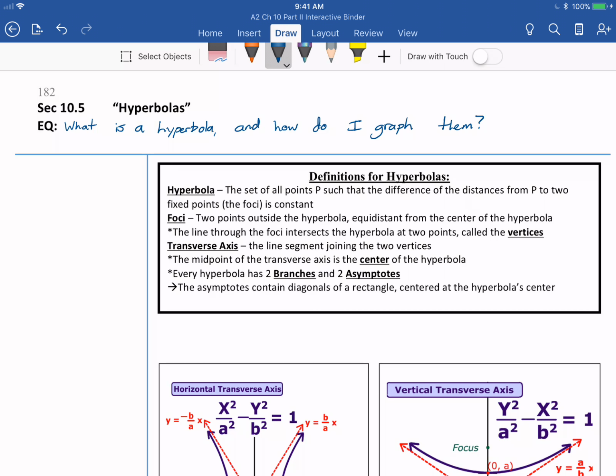Today we're talking about hyperbolas, and this is the last different type of conic that we have to talk about, and then we have covered them all. So a hyperbola is a different looking shape than we've talked about, but that's what we're going to look at today. My essential question here today is, what is a hyperbola, and how do I graph them?